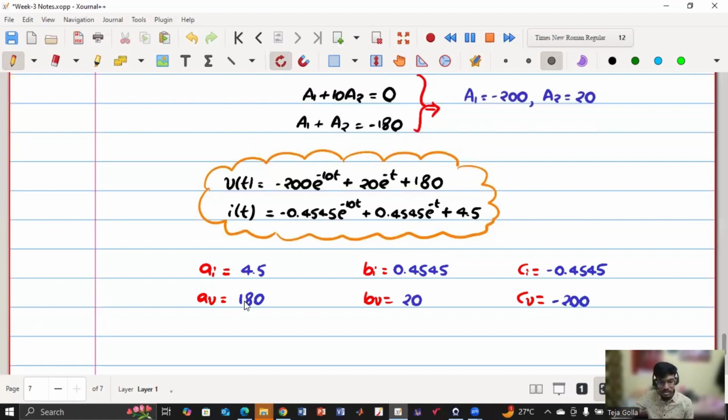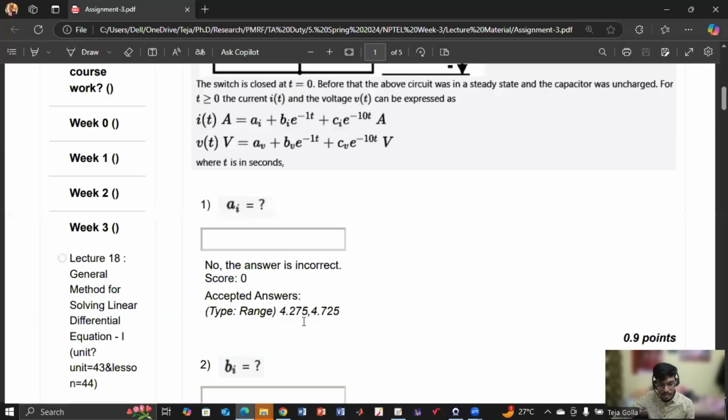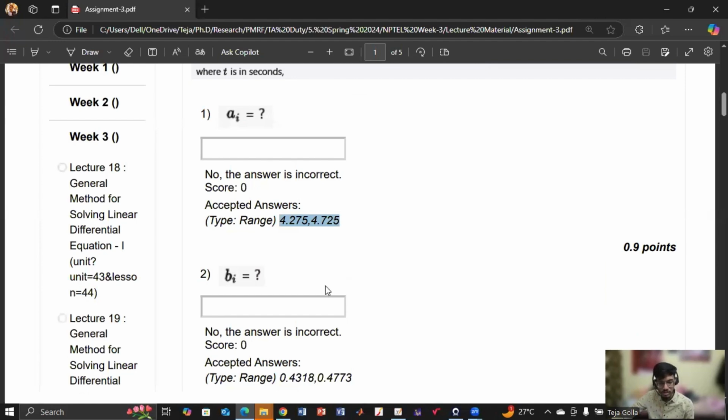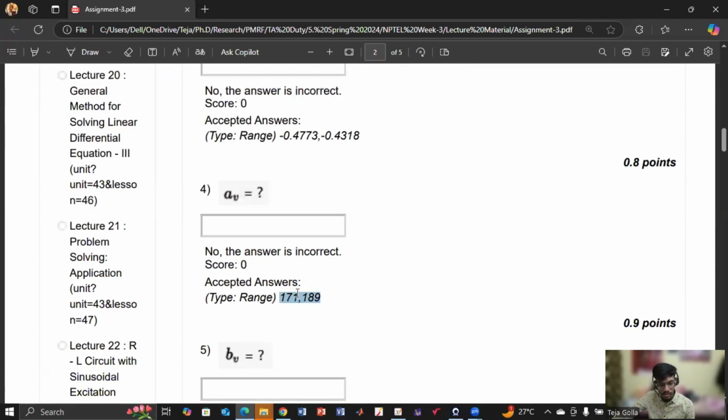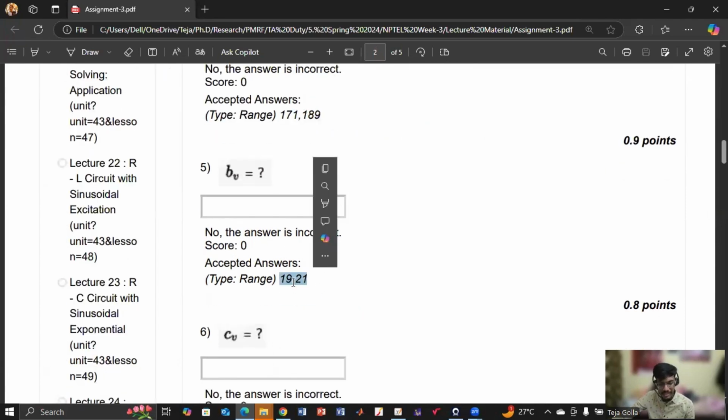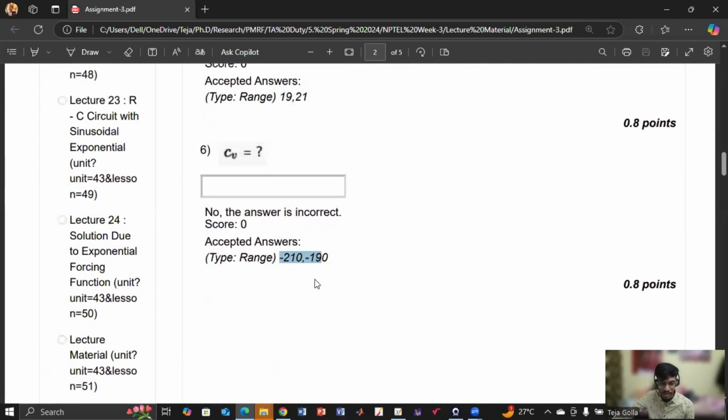Okay, let us compare. AI is 4.5 in the range, and BI we got 0.4545, which is also in the range. CI you got minus 0.4545, which is also in the range. AV you got 180, BV you got 20 and CV you got minus 200. So you have to be very careful. You have to enter the minus sign also and be careful and see whether you are getting the correct answer or not.